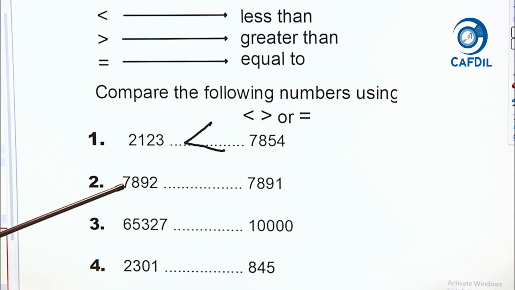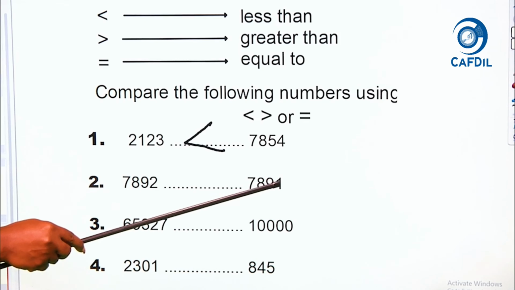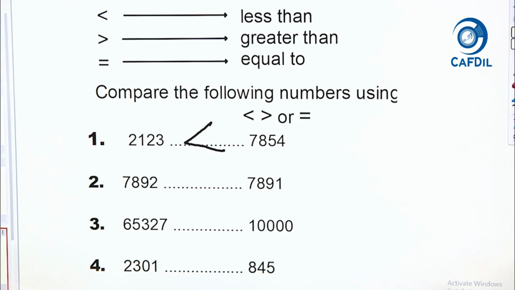Therefore, 7,892 is greater than 7,891. Did you see that? Alright, which sign should we insert? Is it the less than or the greater than or equal to? They are not equal. The first number is greater than the second number. Therefore, we should insert the greater than sign. Good.